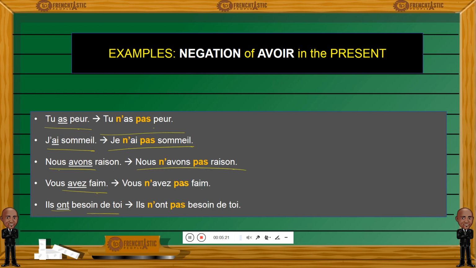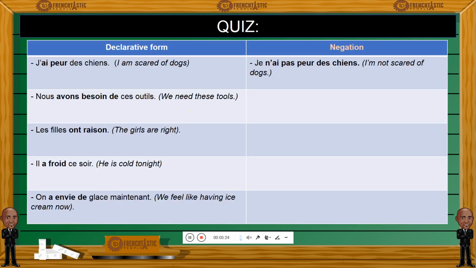Okay? As always, to conclude, we will have a short quiz. J'ai peur des chiens. I'm scared of dogs. How would you make it negative? Je n'ai pas peur des chiens. I'm not scared of dogs.